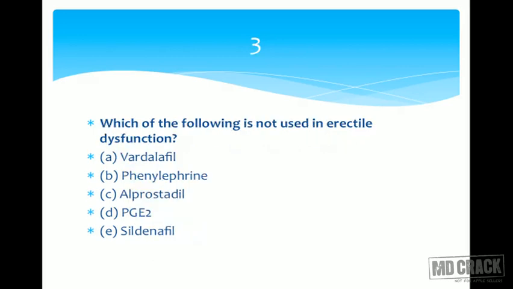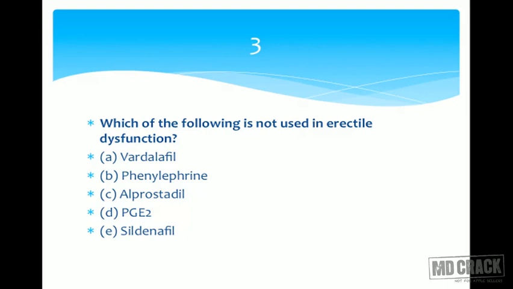Which of the following is not used in erectile dysfunction? Vardenafil, phenylephrine, alprostadil, prostaglandin E2 and sildenafil. I think this question will work well. Vardenafil and sildenafil are both from the same group, phosphodiesterase inhibitors, and they produce vasodilation, so they will be useful in erectile dysfunction. Alprostadil is again a prostaglandin analog, and you have PGE2 itself in the options. So these two are gone.